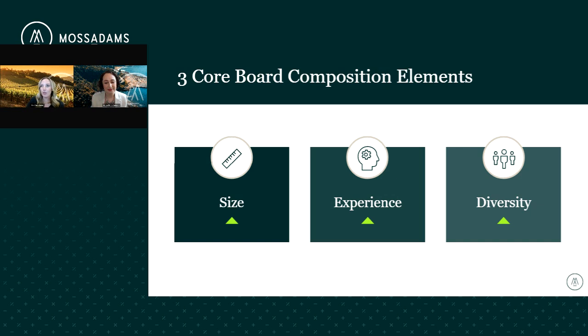So when we think about board composition, this varies wildly depending on the type of board that you might be operating in. Advisory, it could be operational, but there are our three core board composition elements that we like to break it down to, because we feel like this is anchored in all composition elements. So we think about the size, we think about the experience, and we think about the diversity.